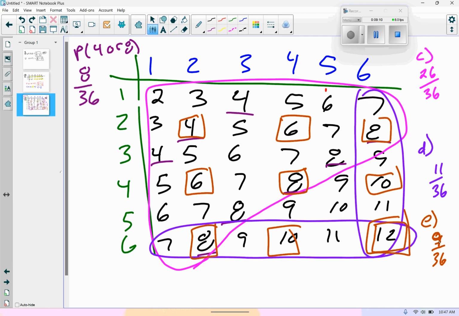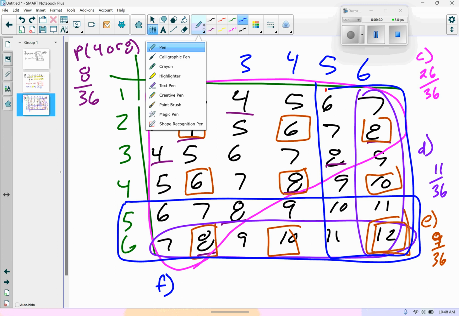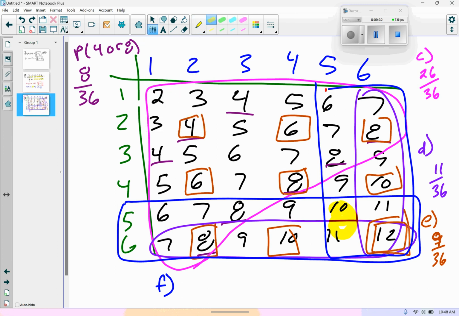I love that. All right, and then letter F. Probability of rolling a larger number than a 4 on both dice. Larger number than 4 here, larger number than 4 here. So the overlap of those two would be here. How many is that? 4 out of 36. Okay.